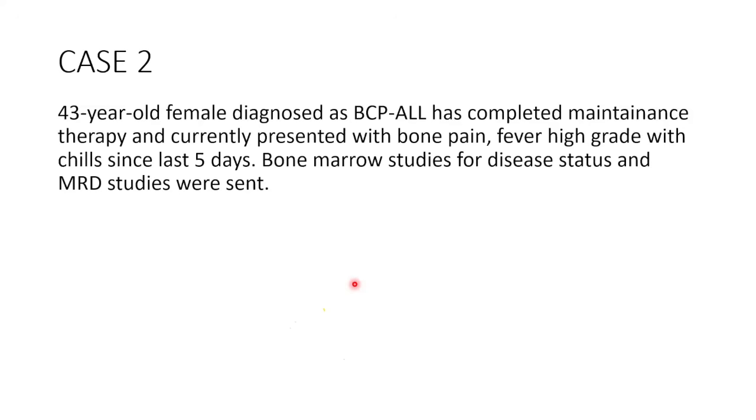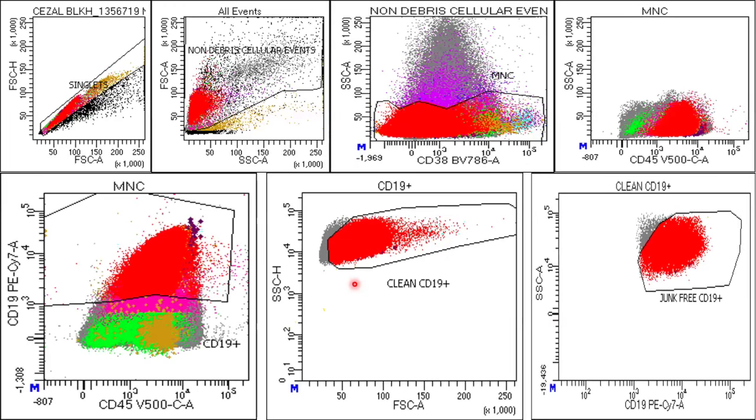So first we'll start with the plots and the approach that we already discussed. First we'll take up the singlets, and from the singlets we'll draw the non-debris cellular events. We'll exclude these cells which are possibly some doublets and some erythroids. So we'll rule these out, or possibly some debris, and we'll rule out these debris, and we'll take up the non-debris cellular events on the CD38 side scatter plot, and we'll gate them as MNC gate because we don't need the granulocytes.